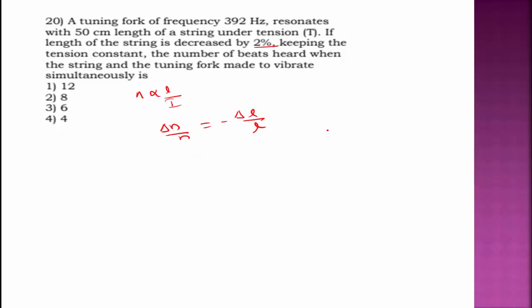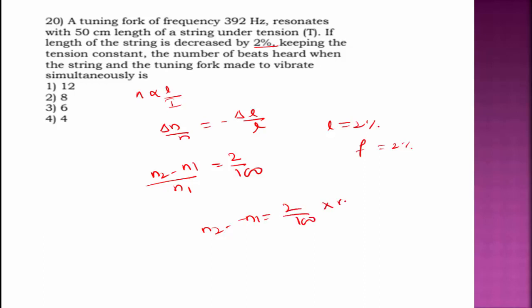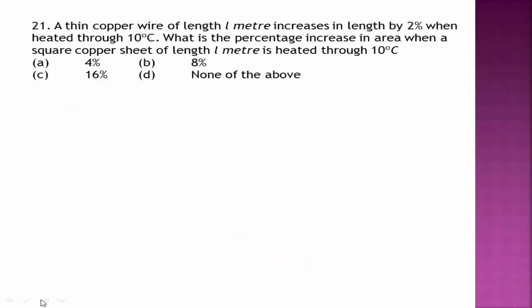Length is decreased by 2%, then frequency increases by 2%. Therefore, n2 minus n1 divided by n1 is equal to 2 divided by 100, or n2 minus n1 is equal to 2 divided by 100 into n1. Therefore, n2 minus n1 is equal to 2 divided by 100 into 392, that is nearly 7.8, or the value is 8. Option 2 is the right answer.